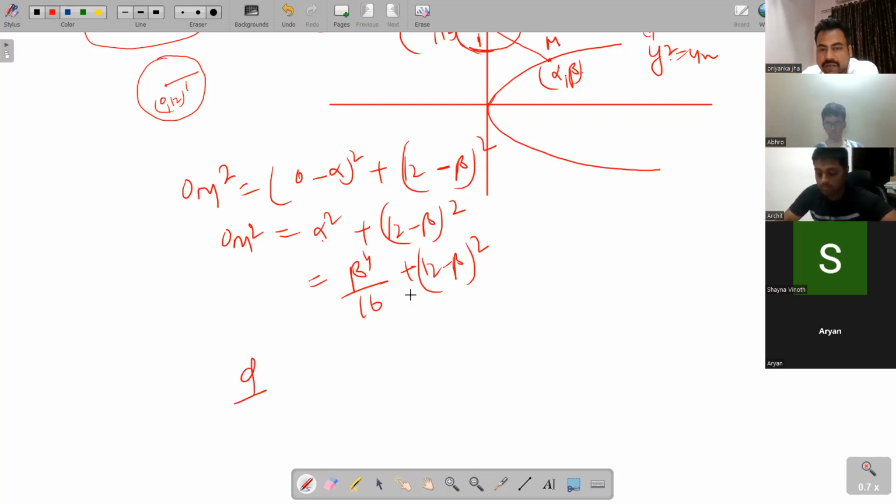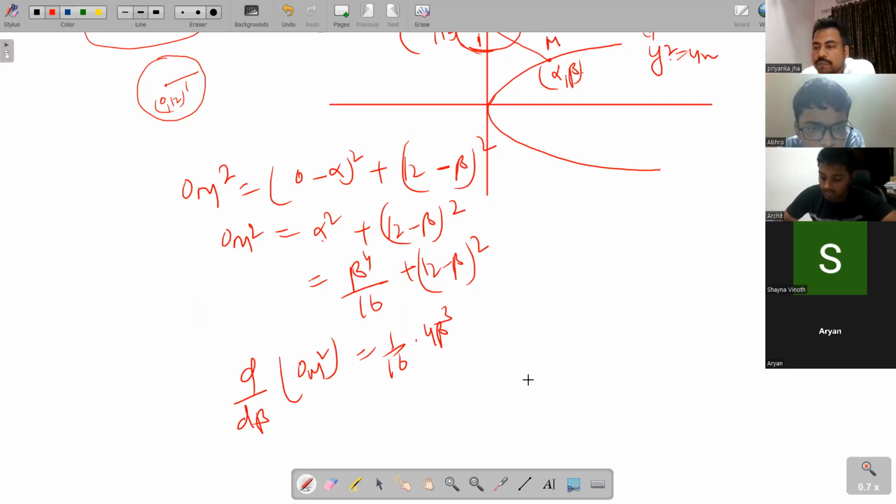So yes, this is the variable, beta. So differentiate OM squared with respect to beta. 1 by 16 is a constant and will come out, and beta to the power 4. Differentiation of beta to the power 4 is how much? 4 beta cube.